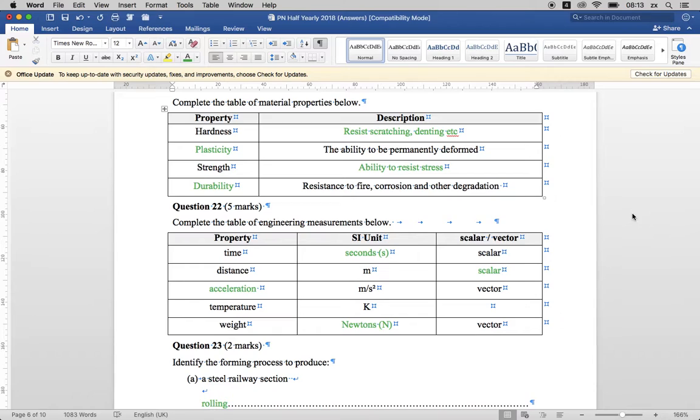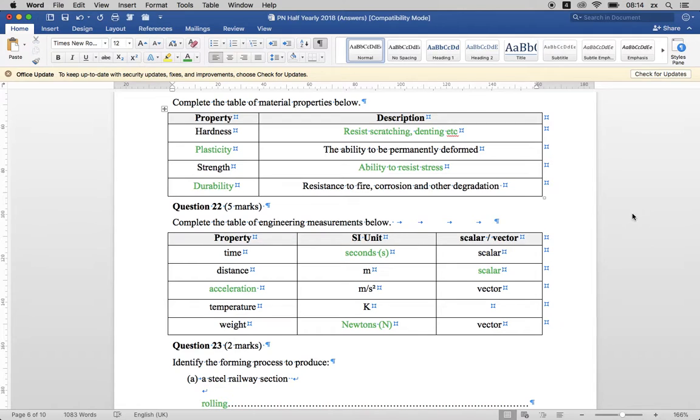The last one, this one was answered poorly, which was the resistance to fire, corrosion, and other degradation. That's durability. That's how long something lasts in unspecific terms. So corrosion resistance, fire resistance, or biodegradability, or if something's non-biodegradable, they're all different ways that something can be durable. But for something to be durable, it must be resistant to all of those things. And durability is probably, in a lot of ways, more important than the others.